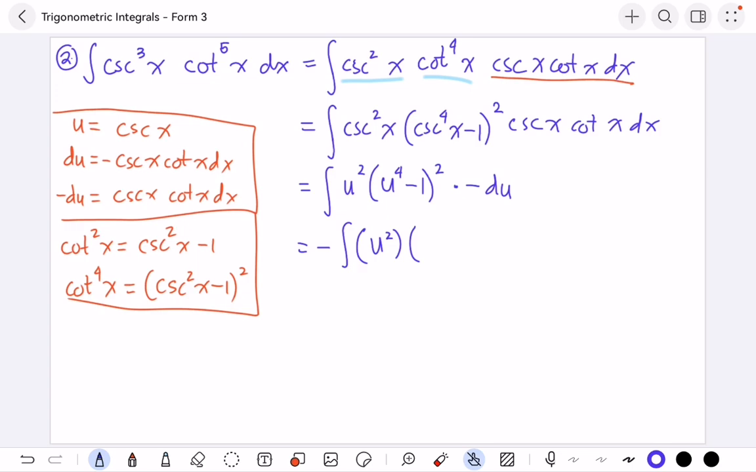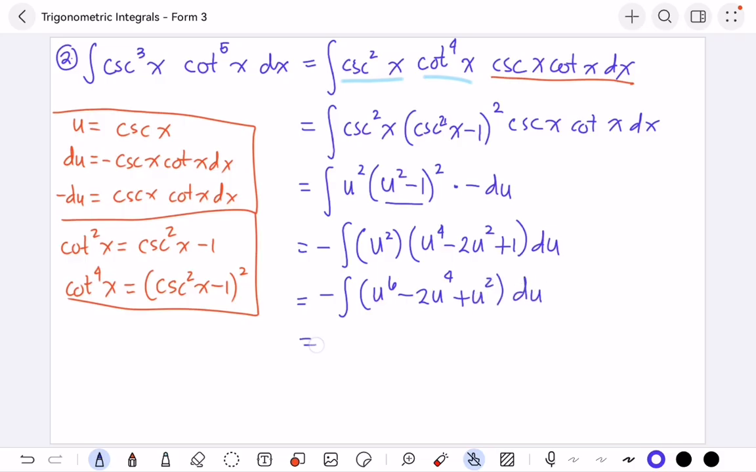What is that? Wait, why is this u to the fourth? So sorry, this is just square. So u square minus 1 square, and squaring this, I have u to the fourth minus 2u square plus 1 du. Multiplying, I will get integral of u to the sixth minus 2u to the fourth plus u square. Now, finding the antiderivative, I'll get u to the 7 over 7 minus 2u to the 5 over 5 plus u cubed over 3 plus c.